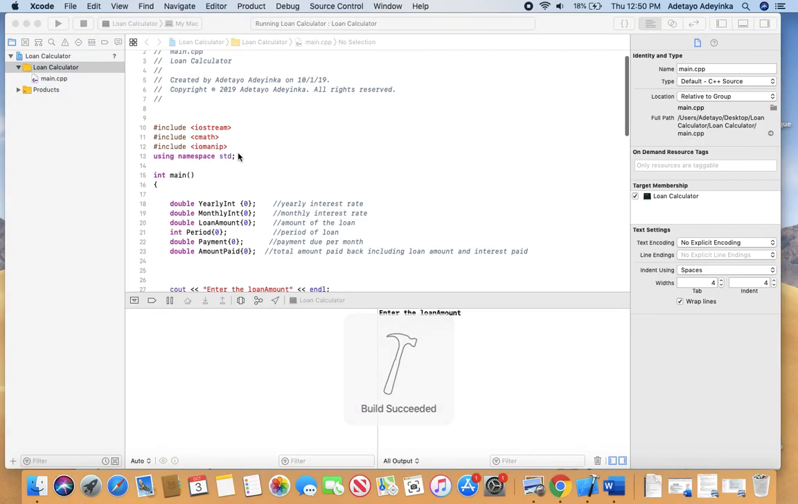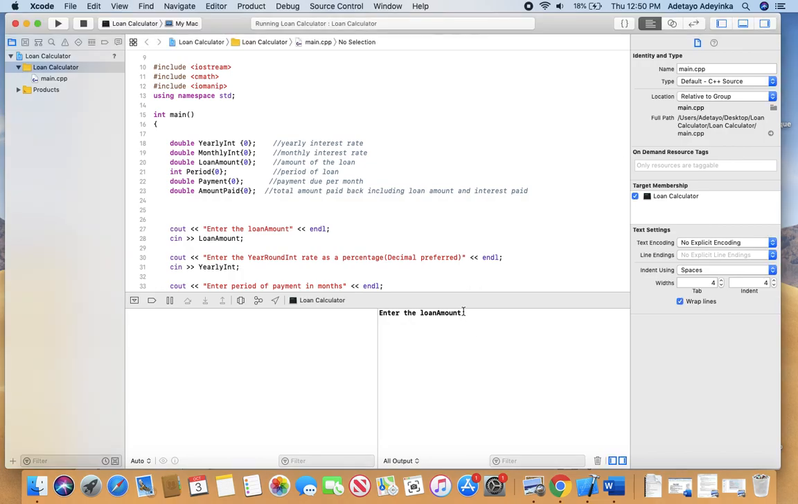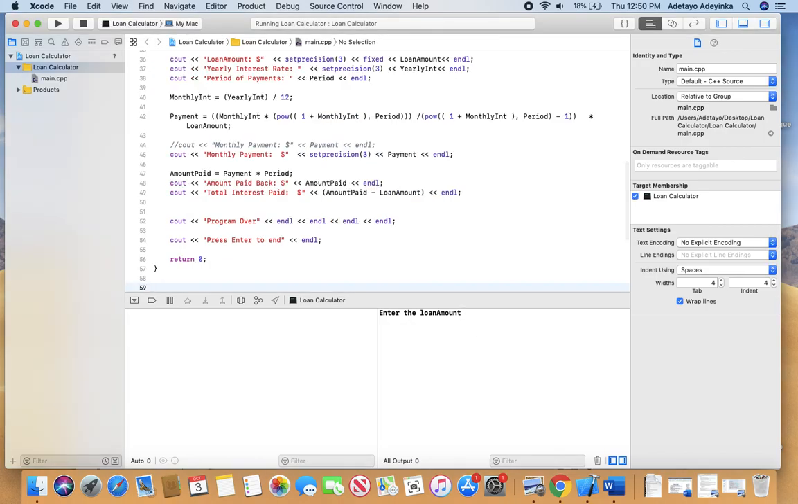So we're gonna build the program and it says enter the loan amount. So we're gonna go with 10,000, then you enter that. Okay, so remember, I said it has to be a decimal because if it's not, the computer's not gonna read it. So we're gonna put 5%, so maybe 0.5. Then you enter the period of payment. That's how long you want it for. So we're gonna say 6 months.